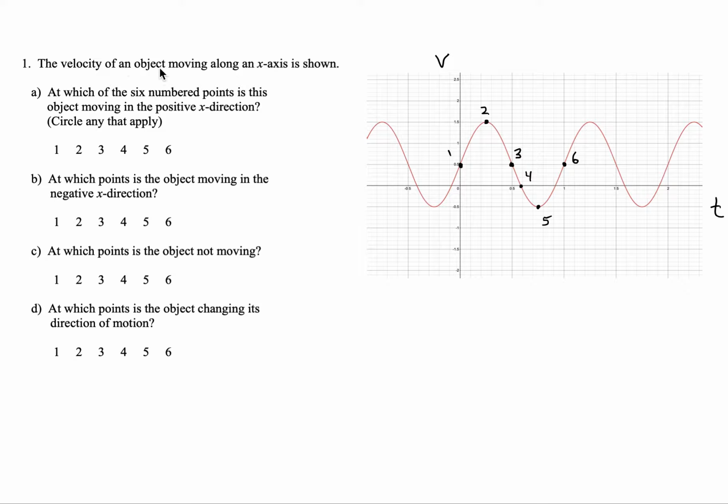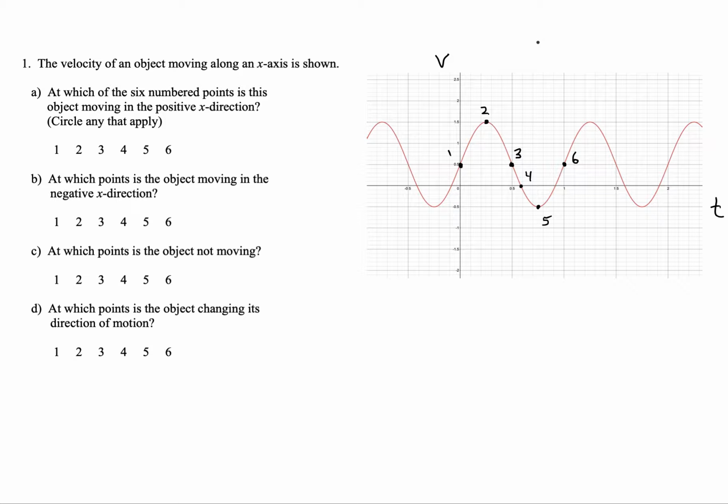The velocity of the object is shown. At which of the 6 numbered points is the object moving in the positive x direction? Can you circle all that apply? And then when is it moving in the negative x direction? And at what points is it not moving? At what points is it changing its direction of motion?